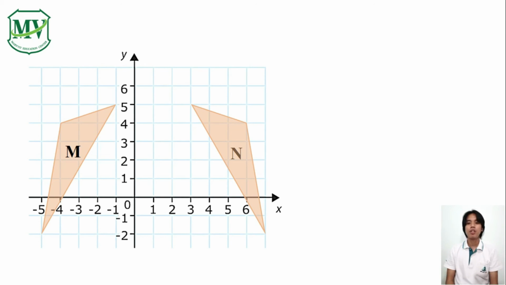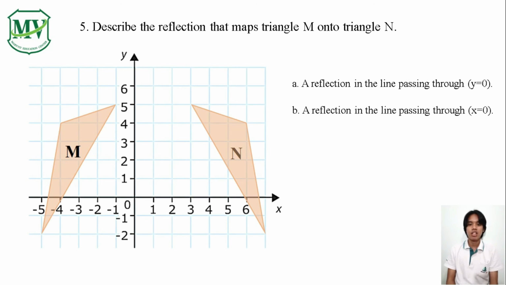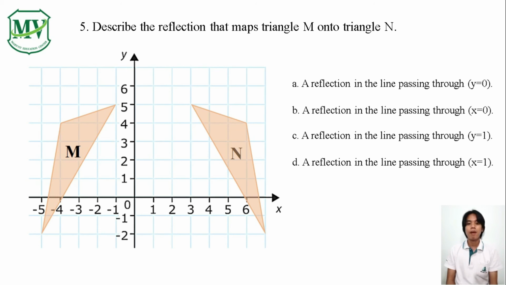For this diagram, you are tasked to describe the reflection that maps triangle M onto triangle N. A. Reflection in the line passing through y = 0. Letter B. A reflection in the line passing through x = 0. Letter C. A reflection in the line passing through y = 1. Or D. A reflection in the line passing through x = 1. So which of these describes the reflection?